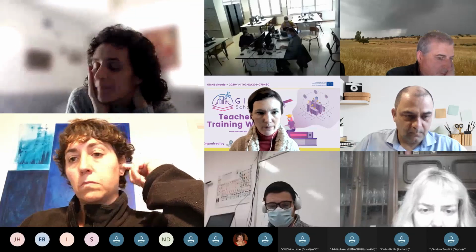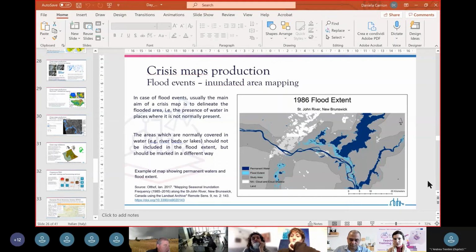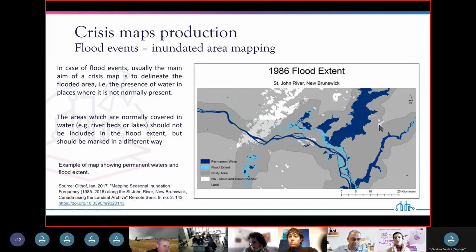Okay, part of the lecture, and again, if you have questions, please, let's try to make this as interactive as possible. So now we are going through a bit of discussion with respect to another type of disaster, which is floods.